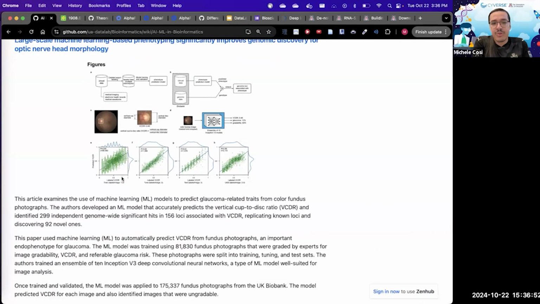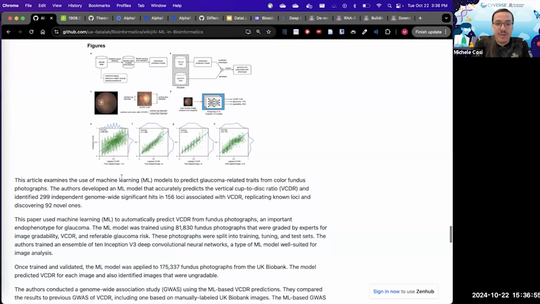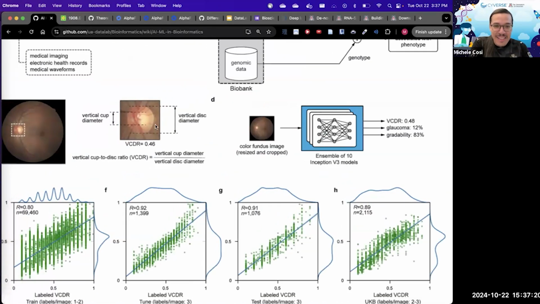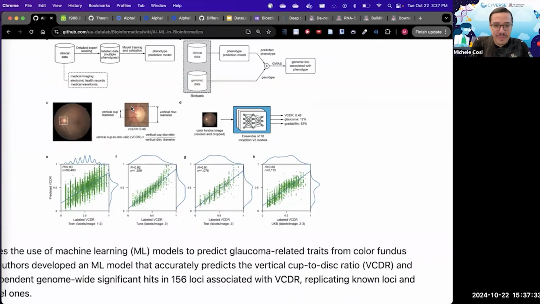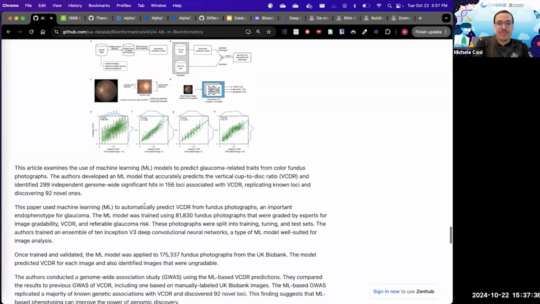They were able to train a machine learning algorithm using 81,830 photographs, which is a lot of photographs, if anything. What they were trying to do was to automatically predict VCDR, which is vertical cup-to-disc ratio. Now, I'm not a medical doctor, so I can only say that this is a specific area inside your eye. And apparently, if you do have glaucoma, this changes, or morphologically changes, over time.